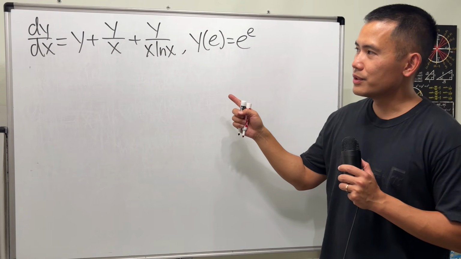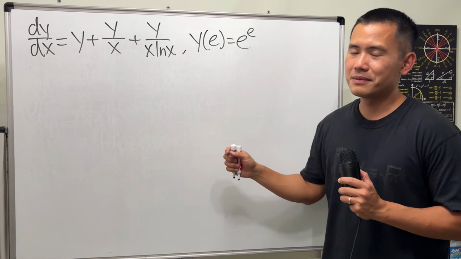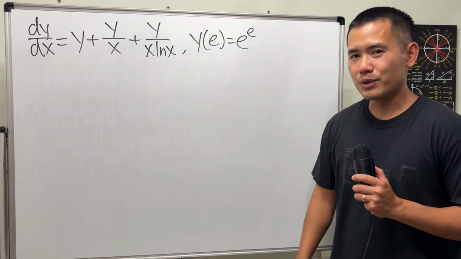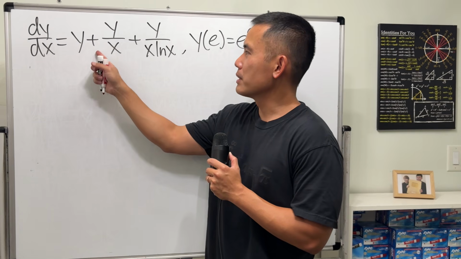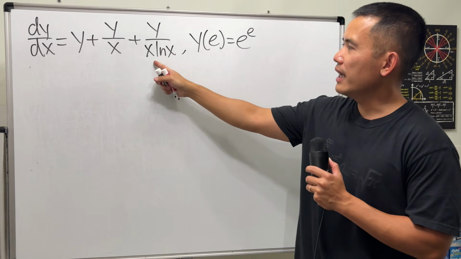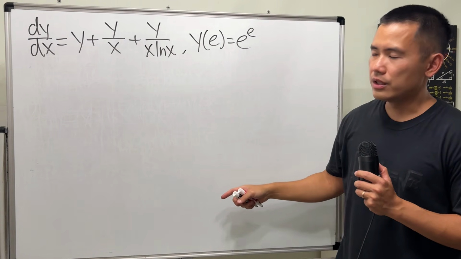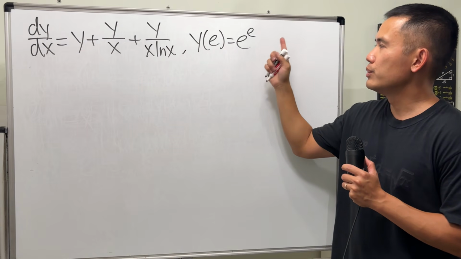So the solution to this differential equation, it's very nice. Well, it looks very nice. That's why I want to share this with you guys. We have dy/dx is equal to y plus y over x plus y over x ln x, and we have the initial condition y of e is equal to e to the e.